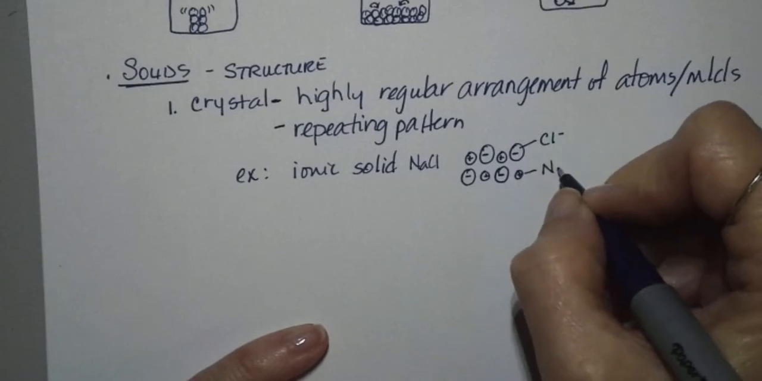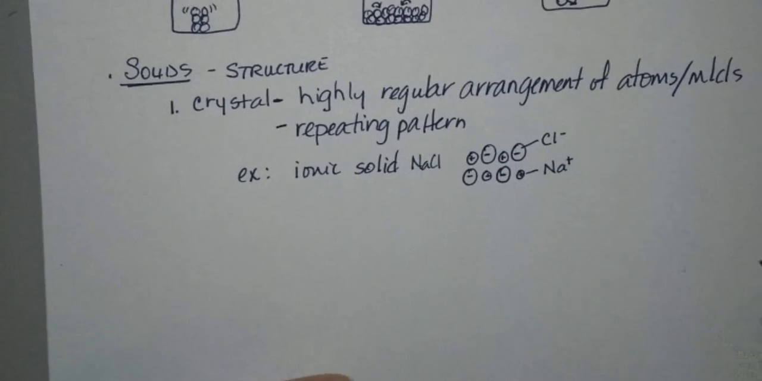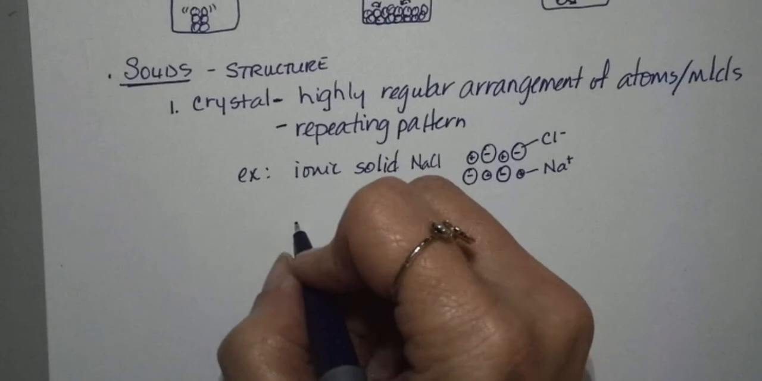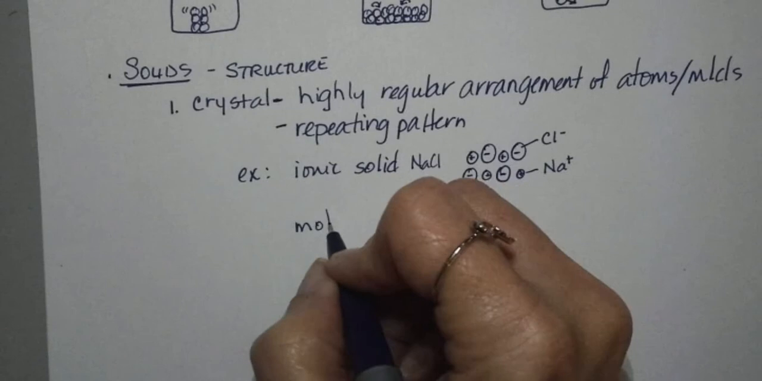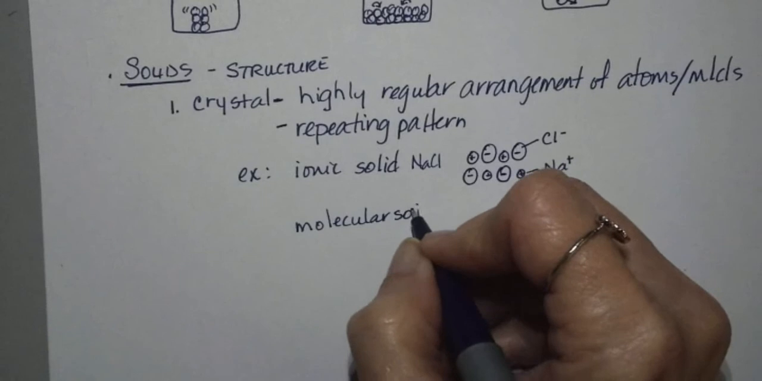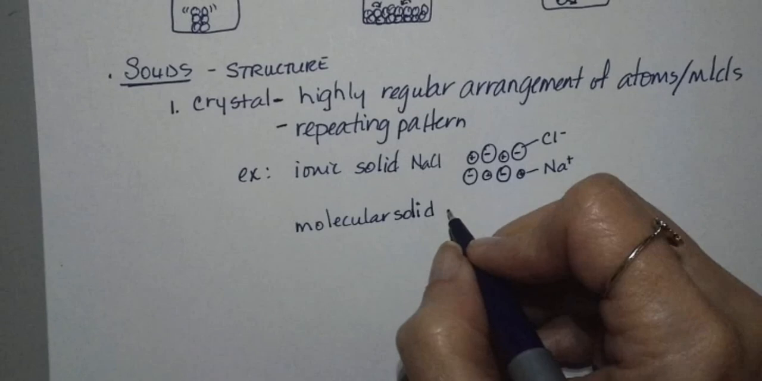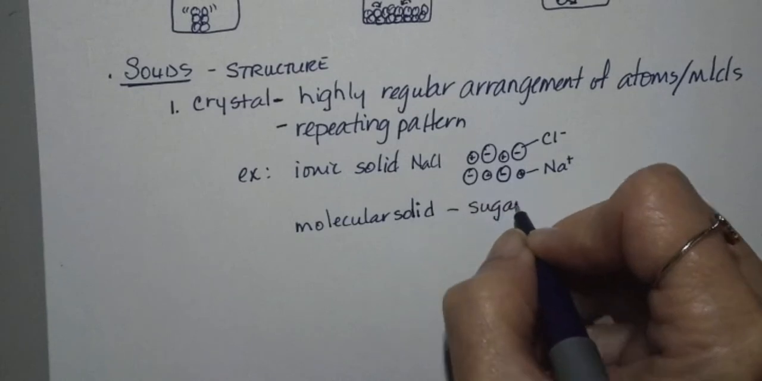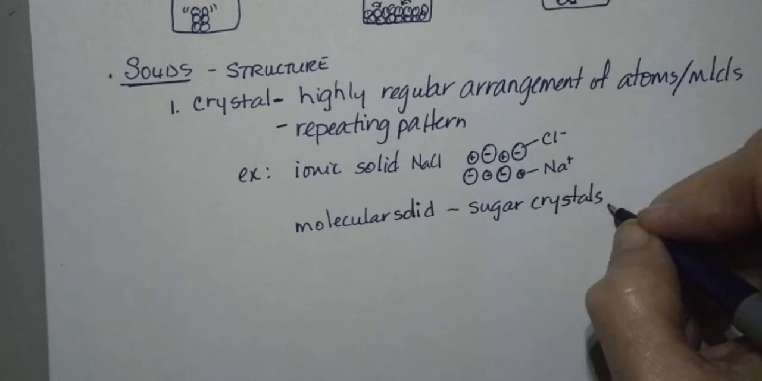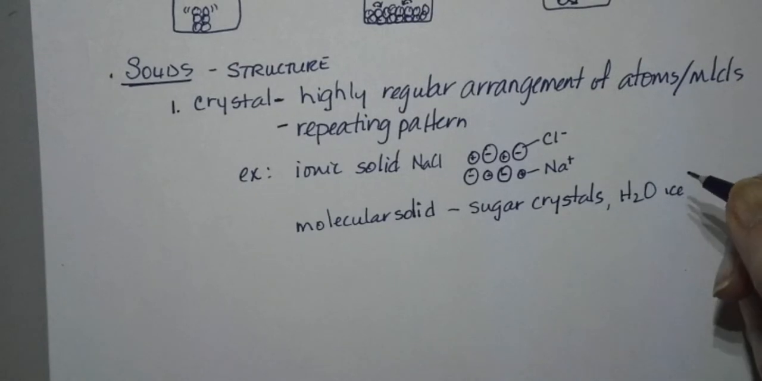You can have a molecular solid. That's a crystal, so it can be ionic, it can be a molecular solid. And this would be like sugar crystals. Water, ice. Aren't those crystals? Snowflakes, yeah. You can have an atomic solid where it's not a compound of any kind, it's just a pure atom.